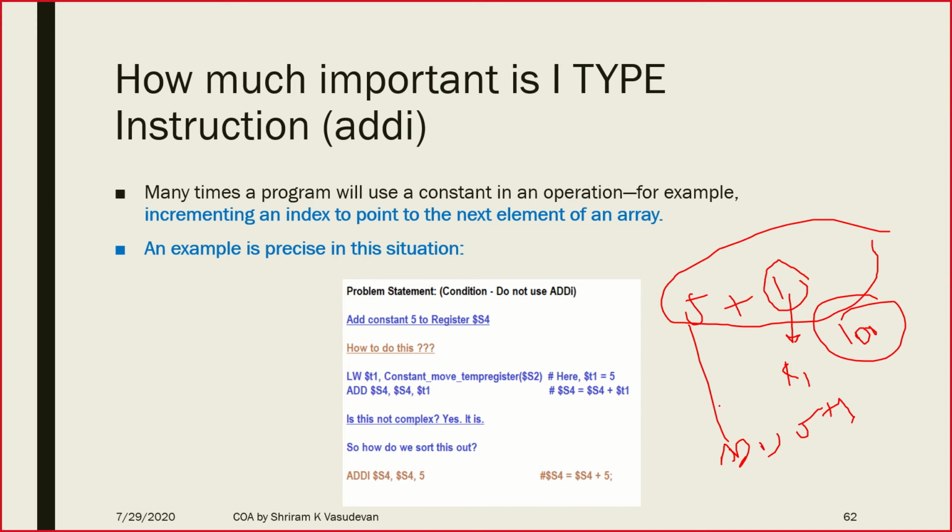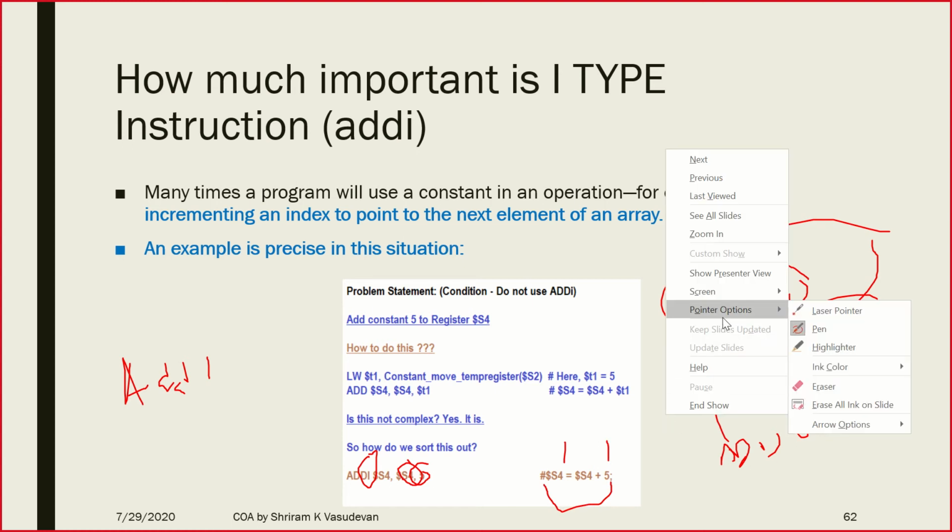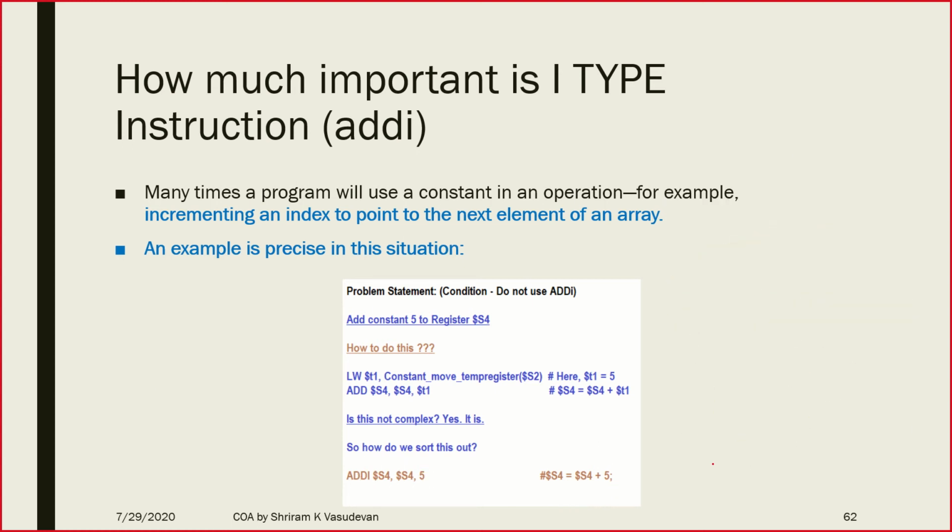So when there is an option for having an add immediate instruction, I have got the add immediate instruction. You can see that here I can simply specify the content in the S4 must be added with 5, and the result has to be sent back to S4 itself. That's it. It's very simple. So this is the reason we need immediate instructions.